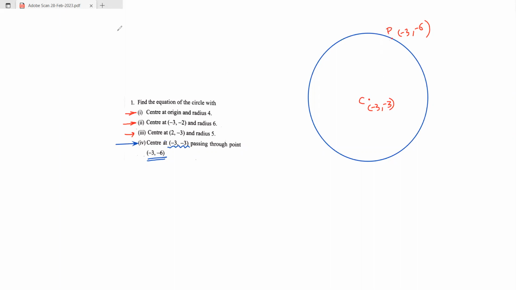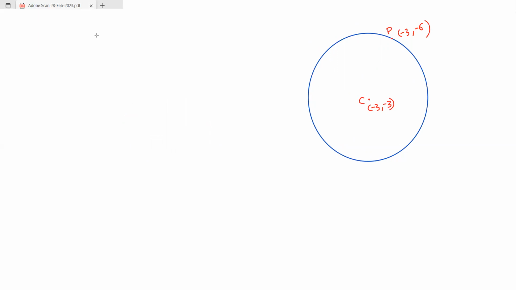So students, I know the center of the circle, and I know one point on the circle. Why? Because they are saying passing through the point. The circle is passing through this point. You can check. So I know the coordinates of center, I know one point on the circle, but I do not know the radius of the circle. Because I do not know the radius, I cannot apply center radius form.